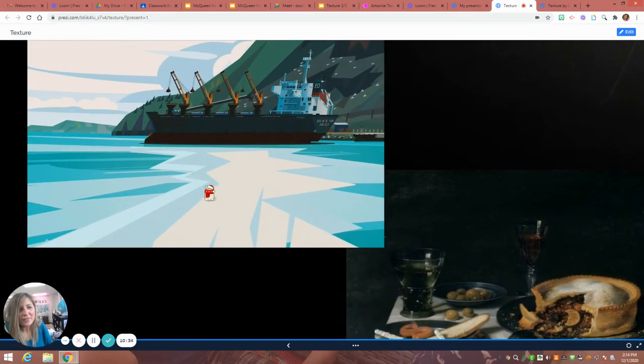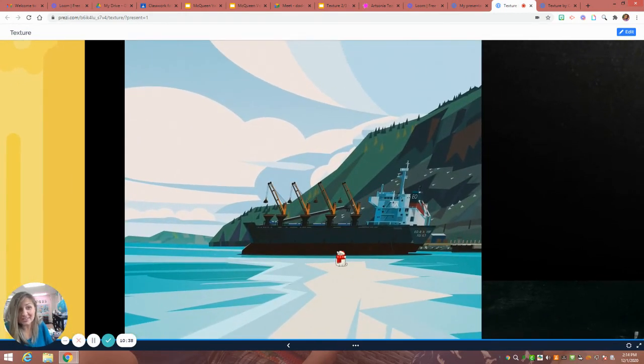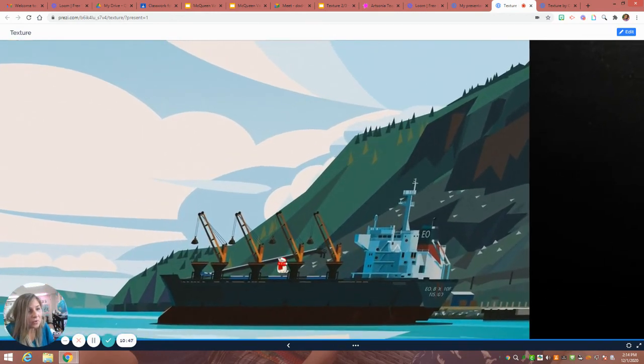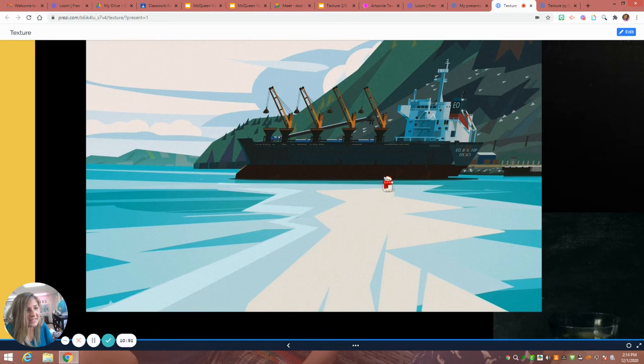But here, notice, there are no textures. No grassy textures on the hill. Even the trees, how do they do it? They just use shapes. So if you don't have any textures, and look at the water, do you see how it's just a flat shape? So this would be how an artist would not use any texture at all.